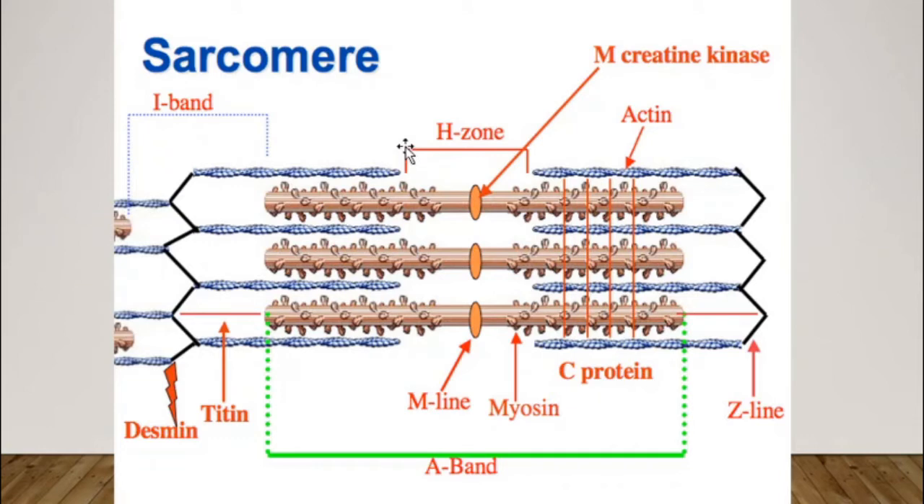The area where there is no overlapping actin filament is called the H zone. The I band is the area where the myosin filament is not overlapped with the actin filament. It is called the I band. So these are some of the areas within the sarcomere, and that is also the indicator during muscle contraction.